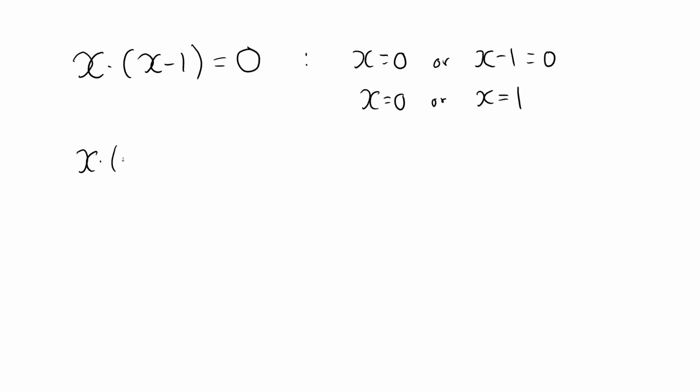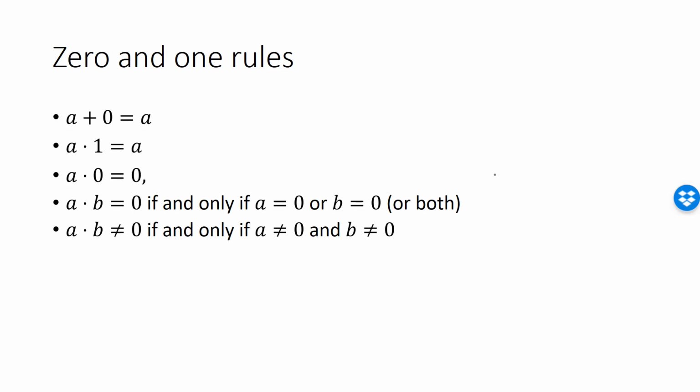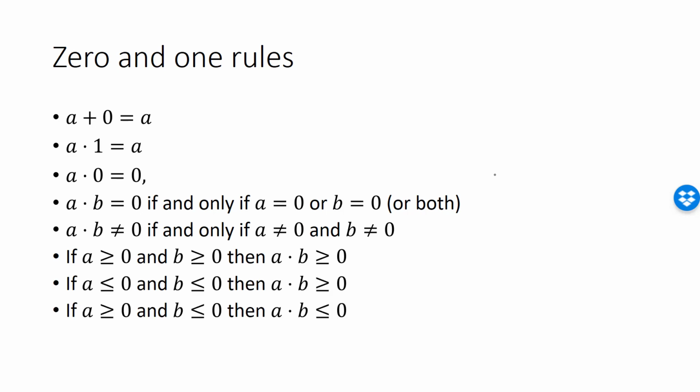If I know that x times (x minus 1) is not 0, then x is not 0 and x is not 1, but any other value for x is possible. The final 0-1 rule can also be proved from other axioms. This rule is also very useful, for example, in creating sign diagrams. We can combine these rules with the sign rules to get these ones.